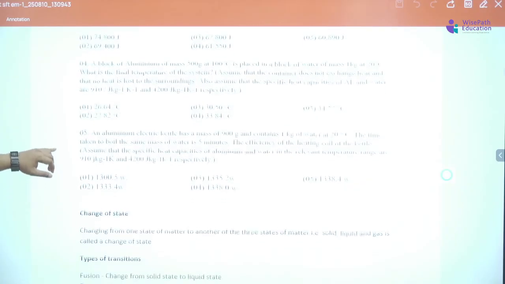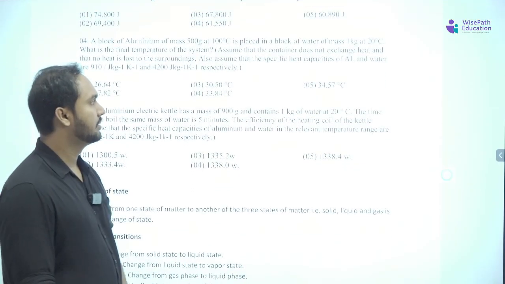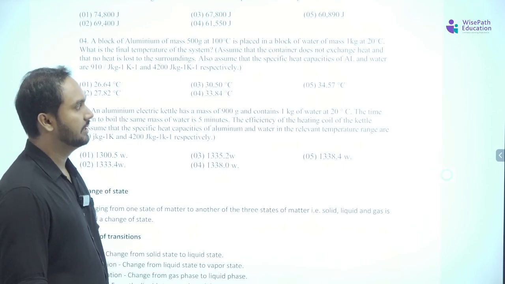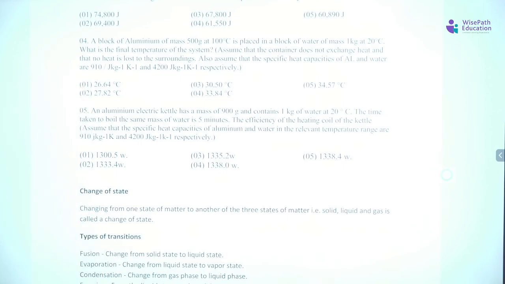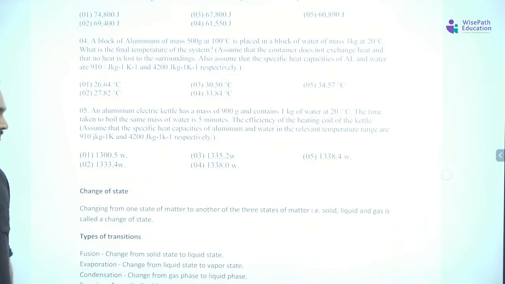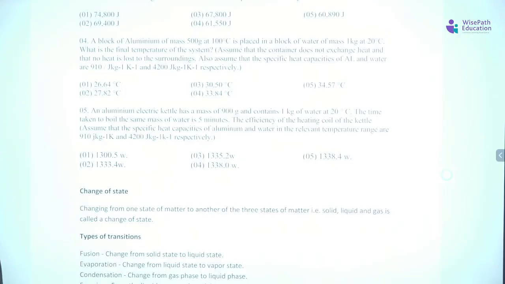Right. An aluminium electric kettle has a mass of 900 grams and contains 1 kilogram of water at 20 degrees Celsius. The time taken to boil the same mass of water is 5 minutes. Find the efficiency of the heating coil of the kettle. Assume that the specific heat capacities of aluminium and water in the relevant temperature range are 910 and 4200 respectively.